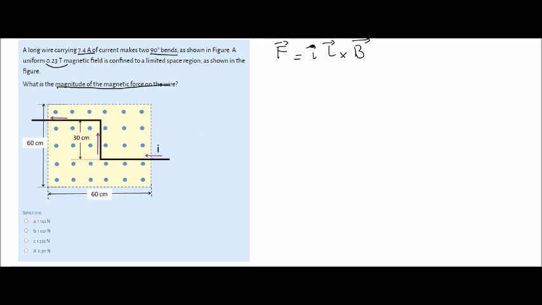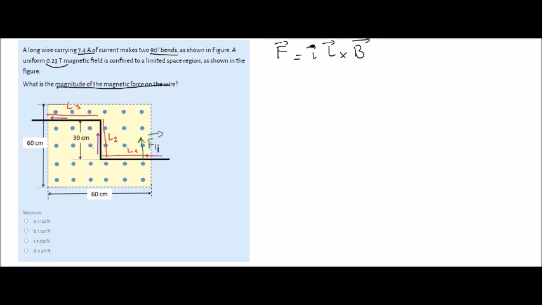Okay? Inside the magnetic field region, we have three portions. That's the first portion, let's call it L1. That's the second portion, let's call it L2. And that's the third portion, let's call it L3. Let's see the direction of the force. So L1 cross B. Where is the force? Upward, F1.